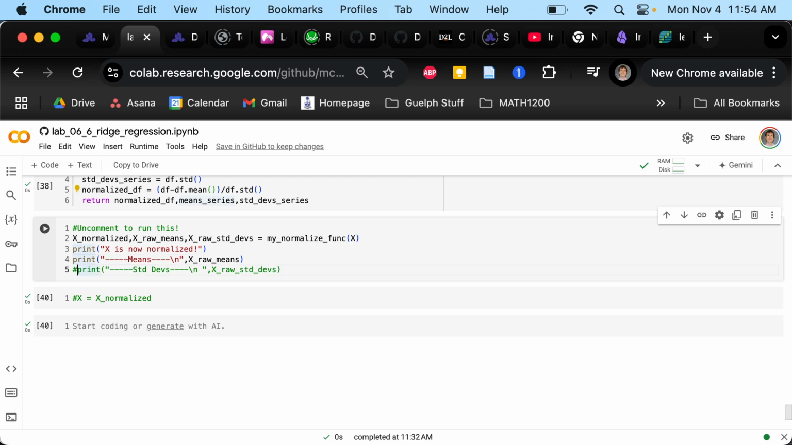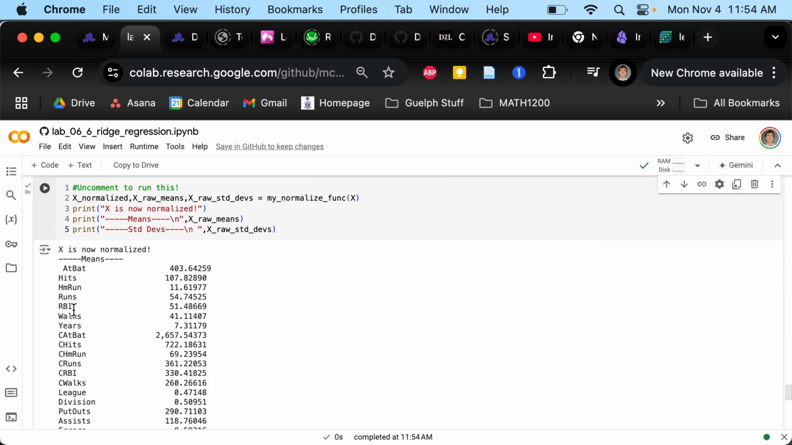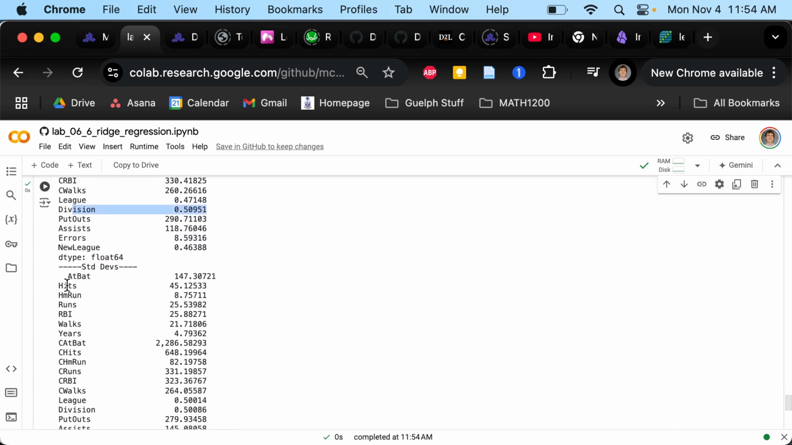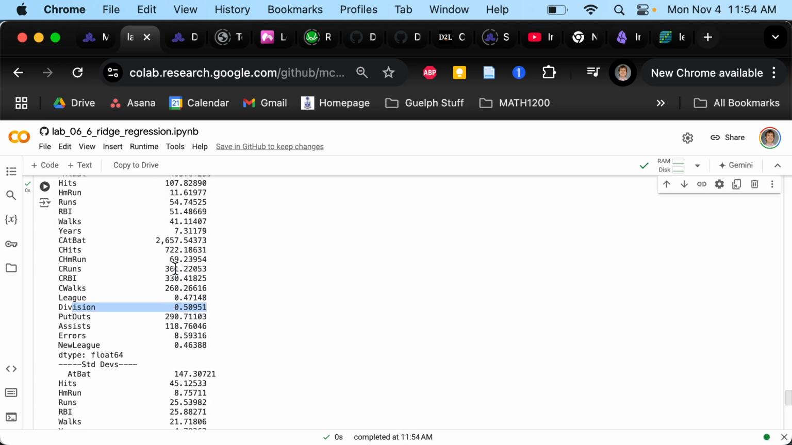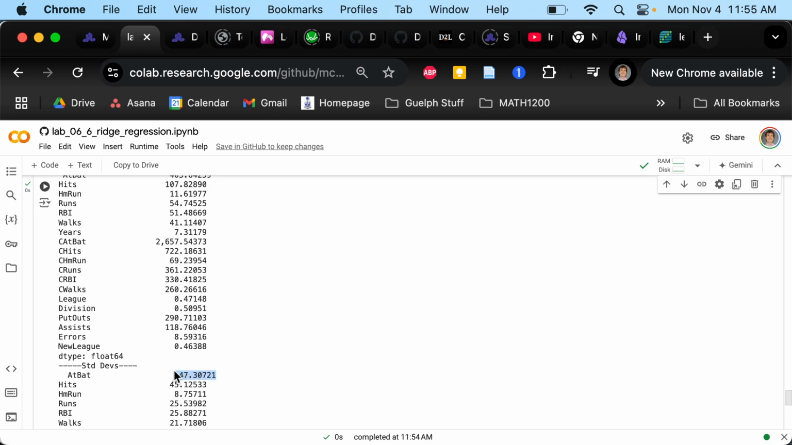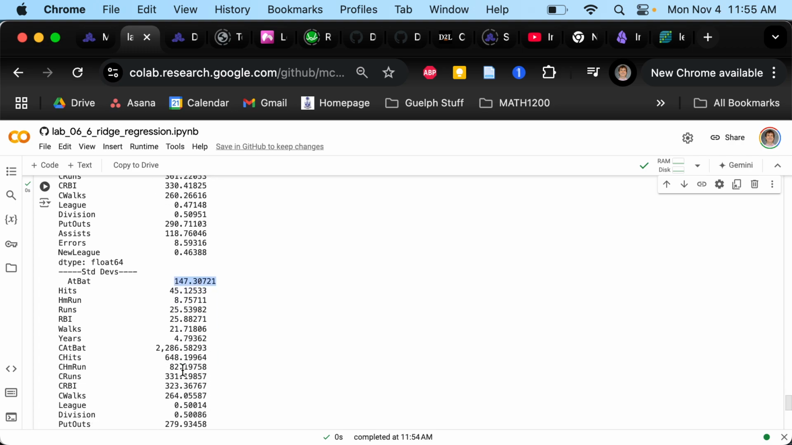Okay, so let's see this in action. Just uncomment these, and let's see what this does. So I make this X normalized data set, and here are all the means. So the average person had 400 at-bats. The average person had 100 hits. You can see division is 0.5, right? This is the one that had the really big coefficient. Half the people are in division 1, half the people are in division 0. That's why the mean was 0.5. And the standard deviations tell you how much spread there is around these things, right? So the at-bats was on average 400 plus or minus 150. So those are the numbers that we normalized by.